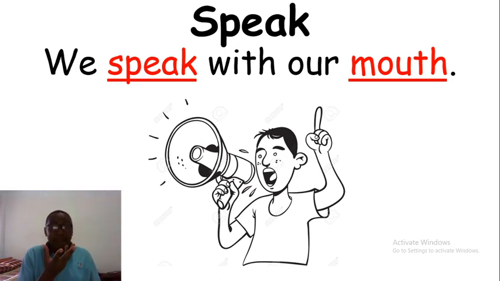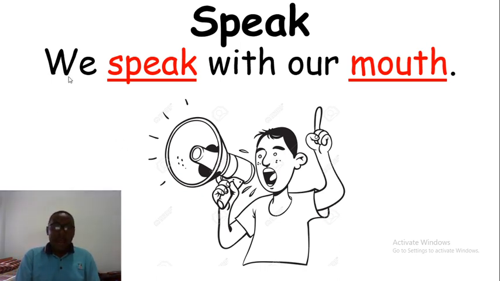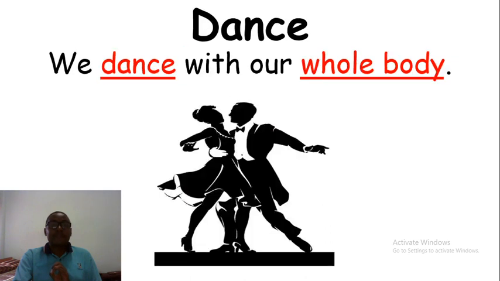Next is speak. Again, speak. Now I am speaking. What do we speak with? I am speaking with my mouth. Right now I am speaking. I speak with my mouth. So the sentence here we say we, because we are many, we speak with our mouth. So our mouth is the one that helps us to speak. How do we spell speak? S-P-E-A-K. Speak.